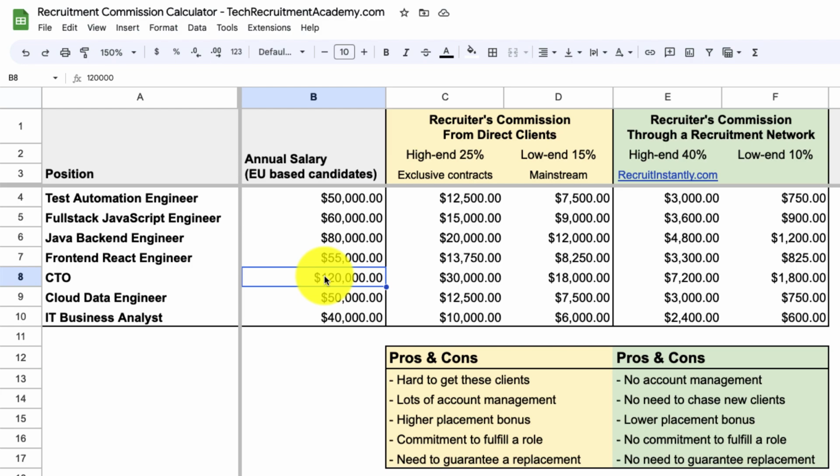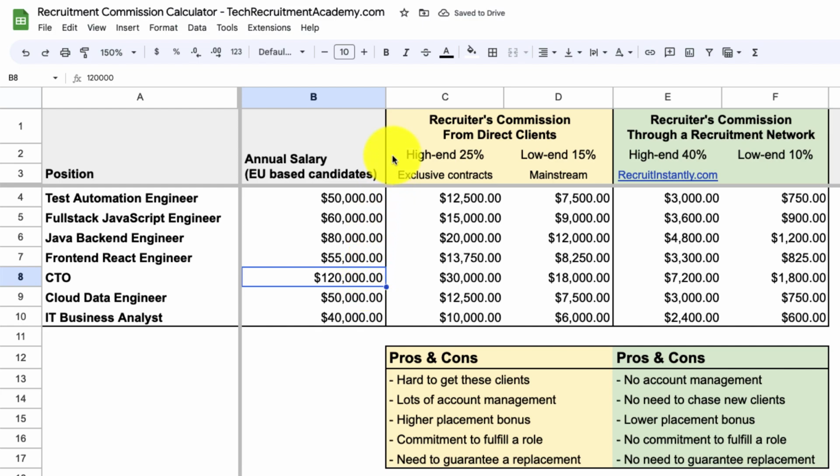You know, in Europe, the salaries are lower than in the United States, but if you work in the US, maybe you can place a CTO for 180,000. In that case, if you have 25% commission, you could bill $45,000 for the hired CTO. It's not easy, you know, I don't want you to think this is easy. You don't just wake up one day and have 10 clients lined up to work with you and bill them 45,000 every week.